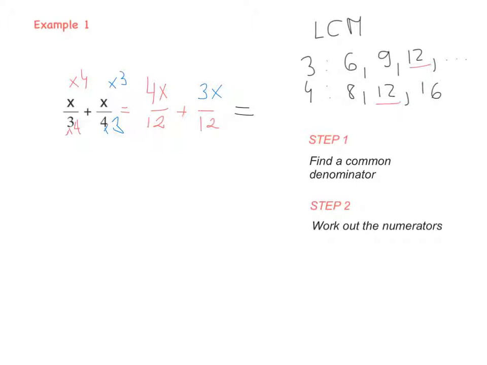Right, now we need to add it up. So 4x plus 3x, and remember, we'll leave the denominator as it is, and we can just add or take away the top number. So 4x plus 3x is 7x. Okay, and this is the answer. This is a single fraction.